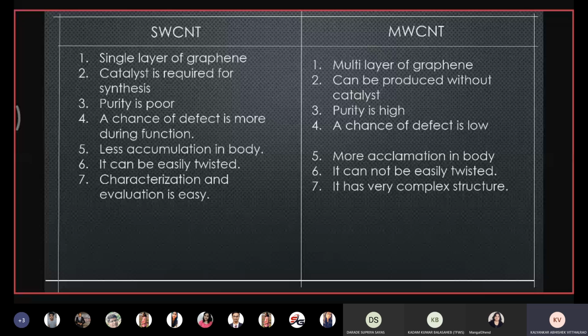Single wall carbon nanotubes, while multi-wall carbon nanotubes cannot be easily twisted. While the characterization evaluation is easy in single wall carbon nanotubes, it has a very complex structure in multi-walled carbon nanotubes.